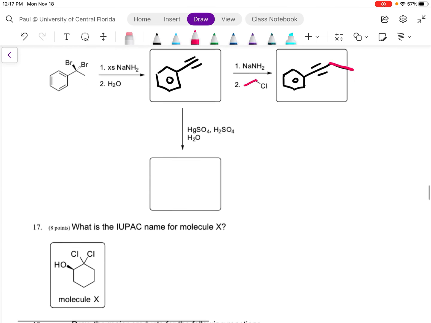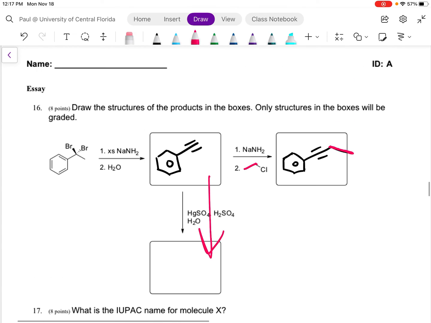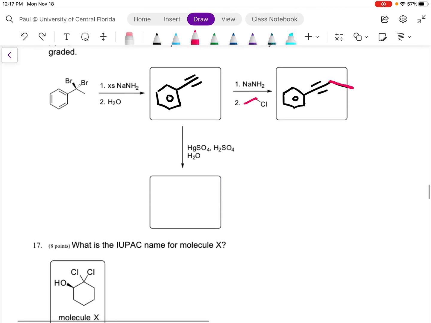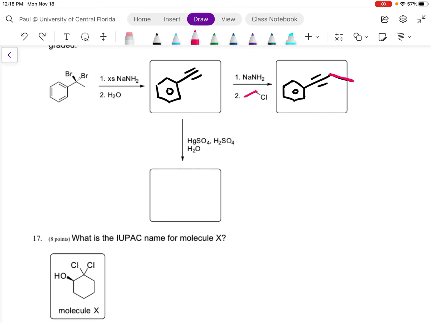Then if we go in this direction, right here, we have an alkyne treated with mercury sulfate, sulfuric acid. That's going to generate a ketone, like that. So for that problem right there, that's 2 points, that's 3 points, and that's 3 points.